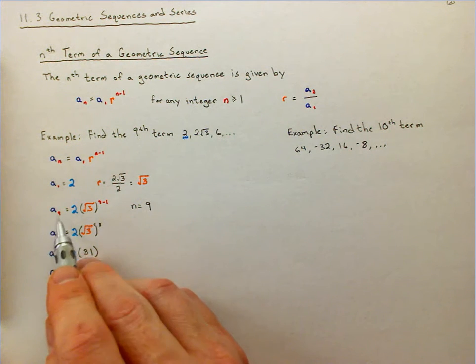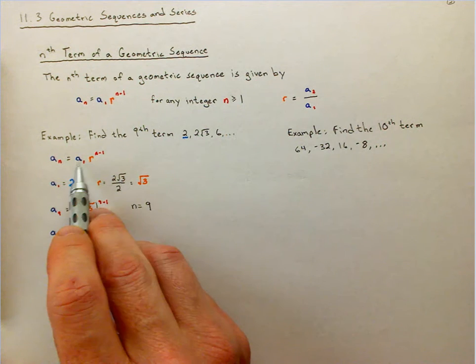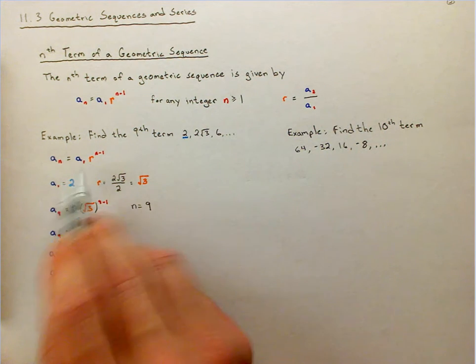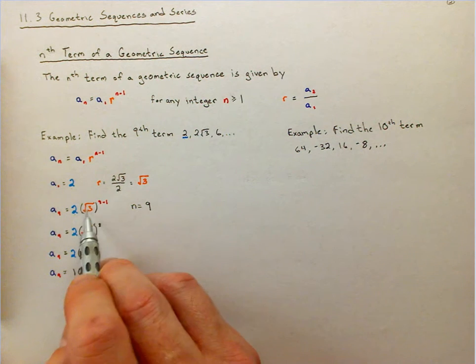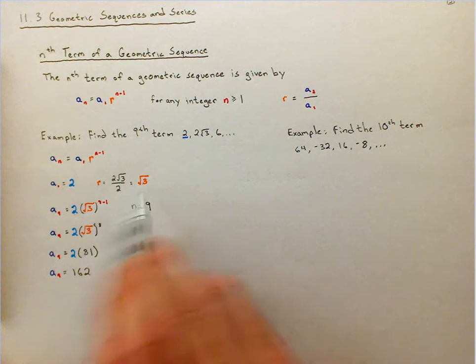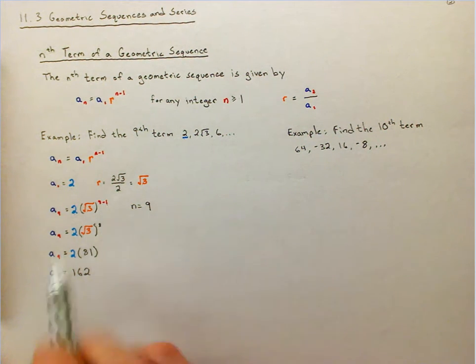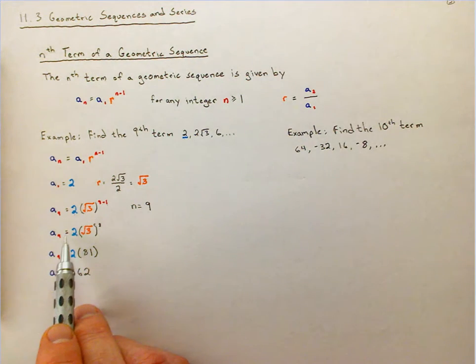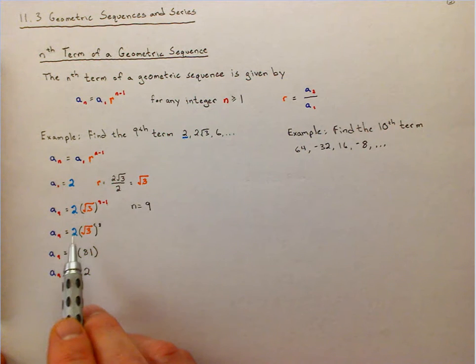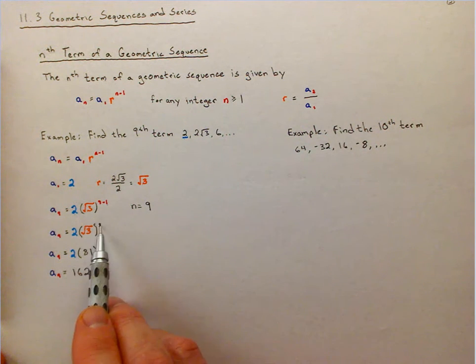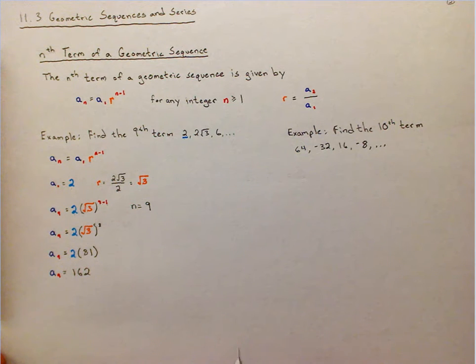So a sub 9 equals a sub 1, which is 2, times r, radical 3, to the n minus 1. It's 9 minus 1. So what I actually have here is a sub 9, the ninth term in this geometric sequence, equals 2 times radical 3 to the 8th power. And after doing the math, I end up with my ninth term being 162. So pause the video, and I would like for you to work this example here.